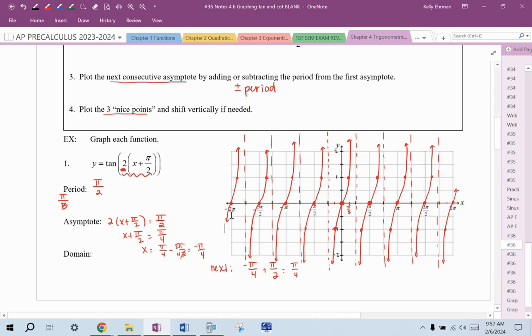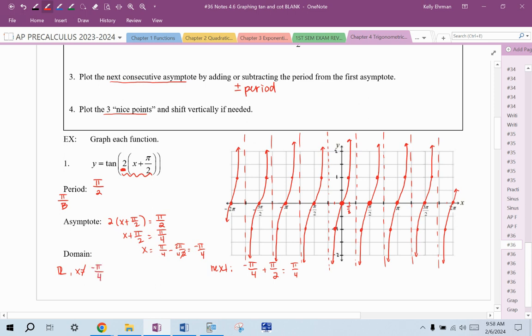Okay, now what about domain? This is kind of just like what we did with our cosecant and secant graphs. It's all real numbers, except x can't equal... Pick an asymptote. I always pick the first one. How about this? We pick the one that we started with. We got x equals negative pi over 4.